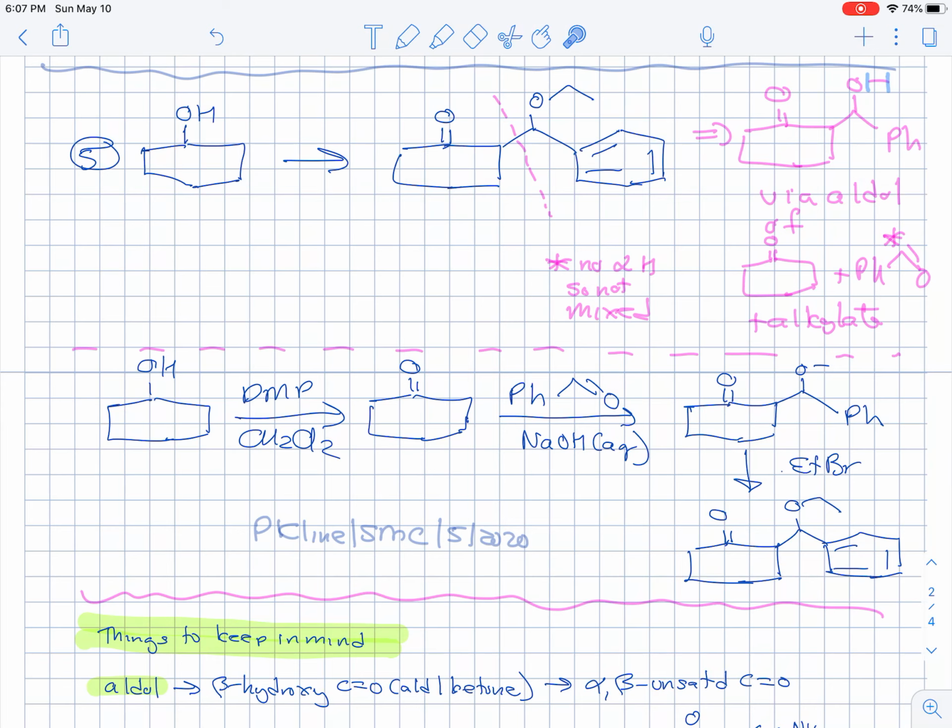Most of these problems, by the way, are either problems from Klein or they're adapted from problems.